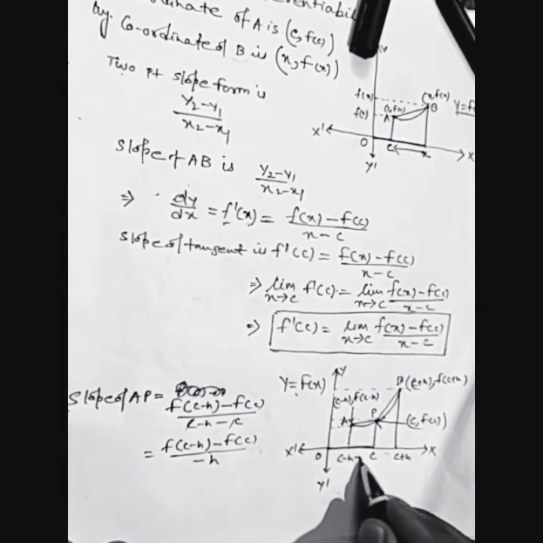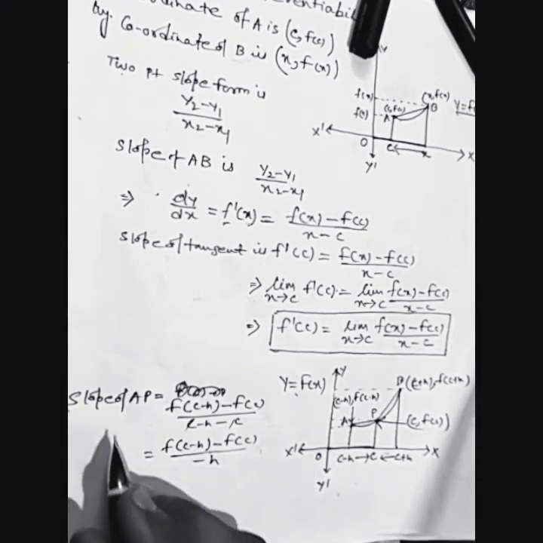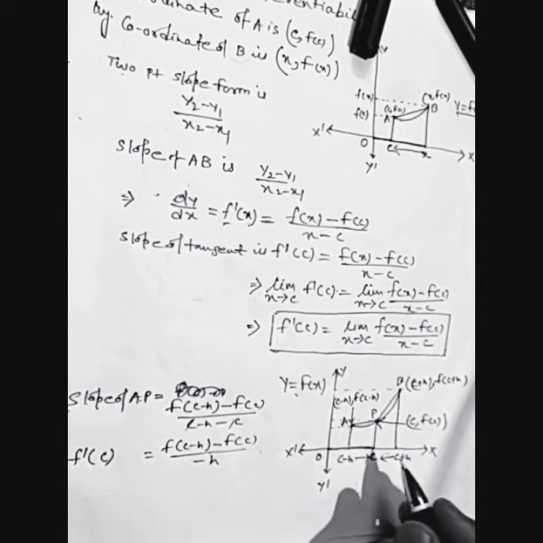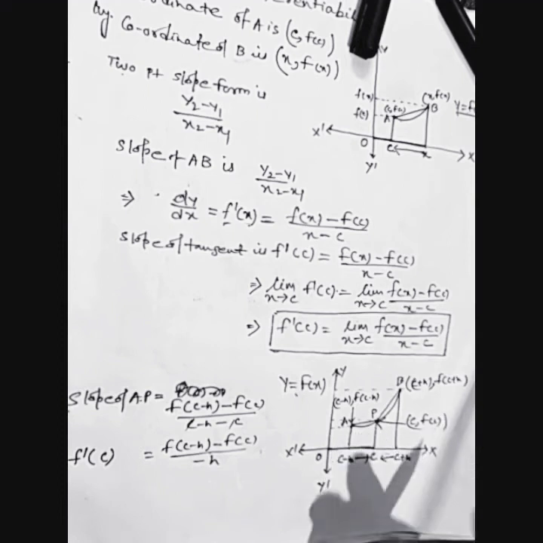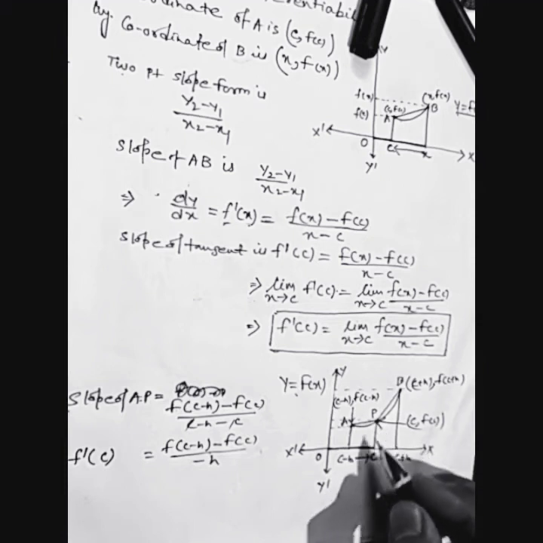Okay, when C minus H tends to C. Similarly, we can come from this side also. So see, what is the slope of AP now? F dash C, because C minus H is tending towards the point C. So when this point comes to this point, the curve will be shorter and it can be taken as a single point. So I've told you previously, at a single point you can draw only a single tangent. So at this point you can draw a tangent like this.